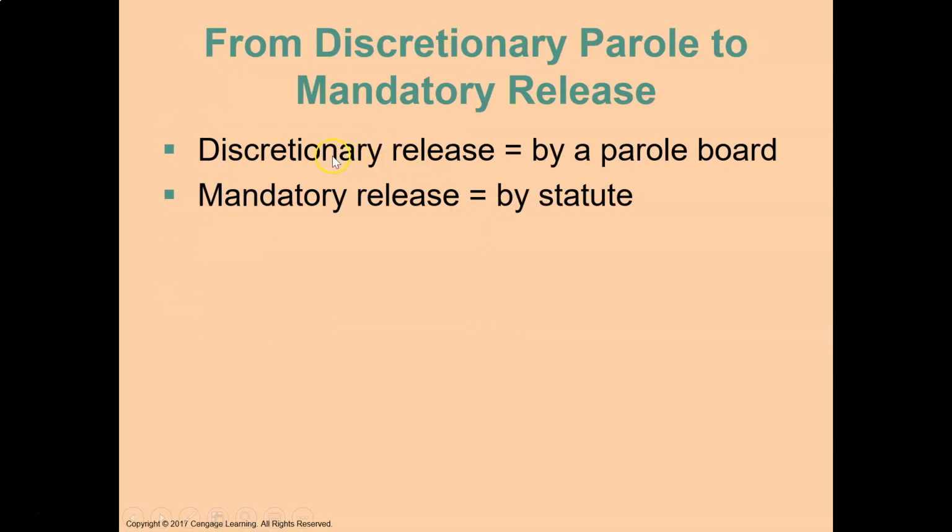So we have talked about discretionary release. This is something that's done by a parole board. With discretionary release, a parole board has reviewed the nature of a person's offense and their performance since they've been in prison, and that parole board will decide if that person is going to get out or not, as opposed to mandatory release. If they have served that mandatory minimum, the law says they're getting out. Okay?